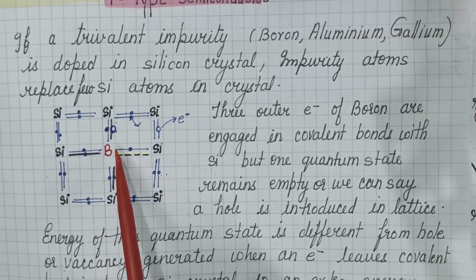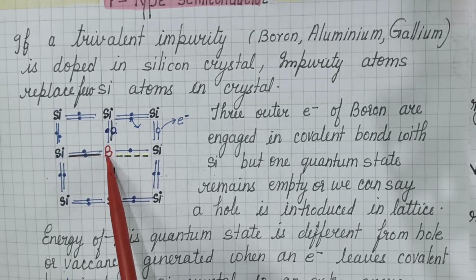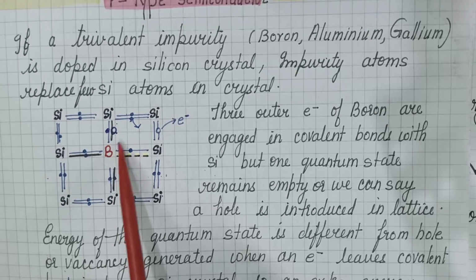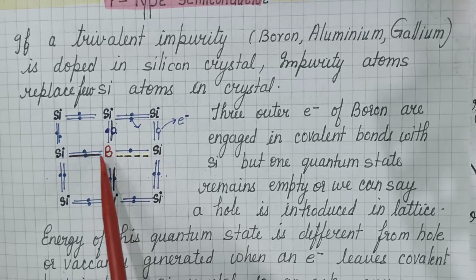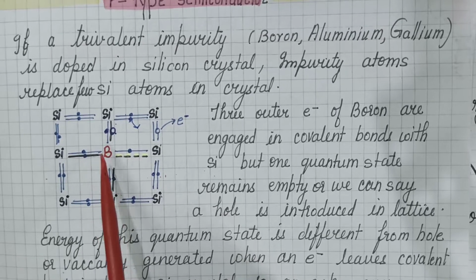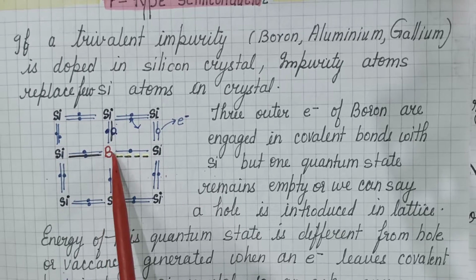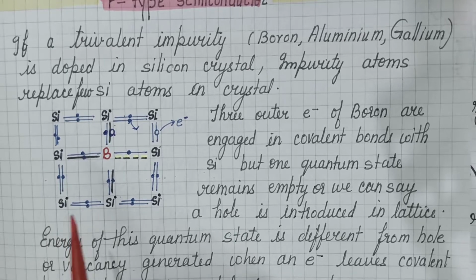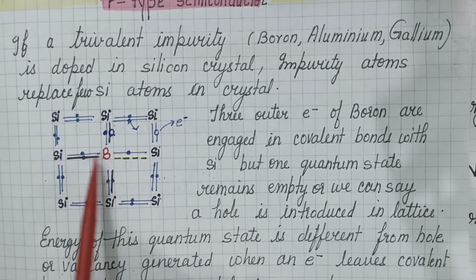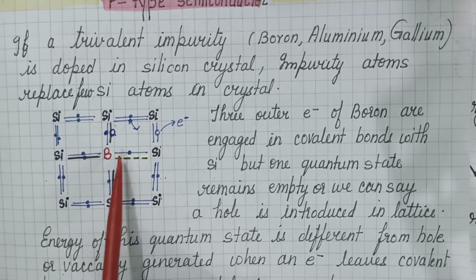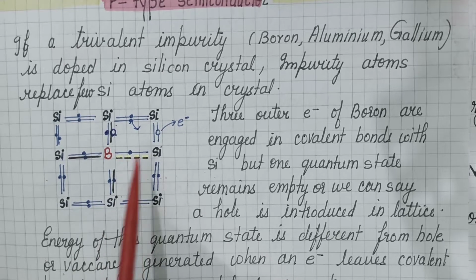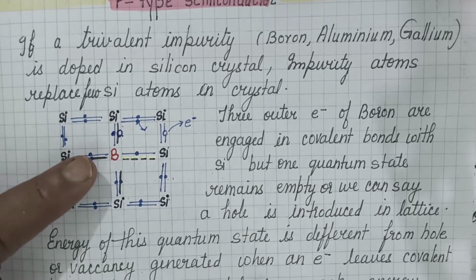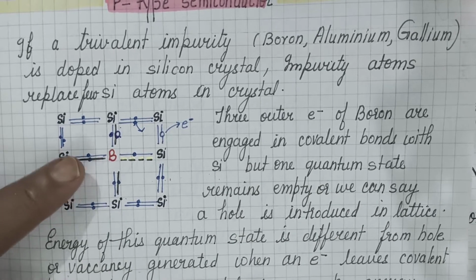If a trivalent impurity atom like boron is mixed or doped in a pure semiconductor, then it provides a hole. Therefore, when trivalent impurity atoms are mixed with the pure semiconductor, the number of holes is much more than the number of electrons. As a result, the conduction process in this extrinsic semiconductor is done by positively charged holes, and therefore this type of semiconductor is called P-type semiconductor.